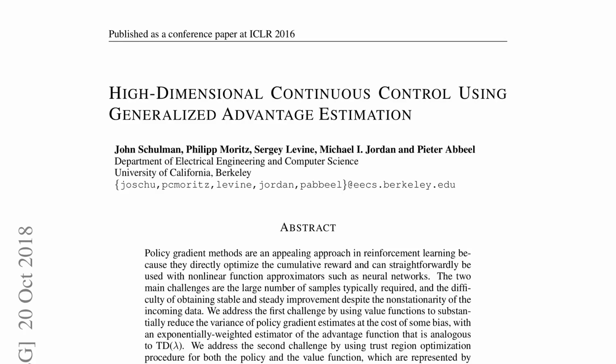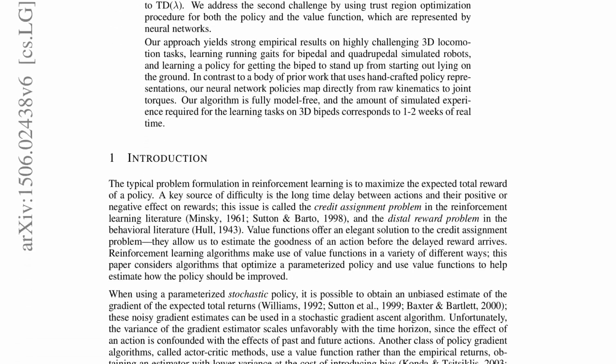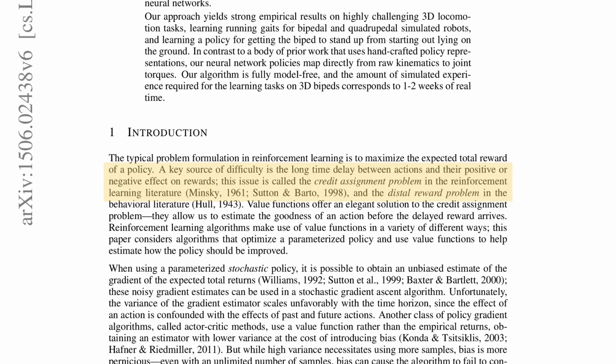Honestly, if I was doing it all again, I would not start here. This paper is super math heavy, and I pretty much had to brute force it to understand everything. But this paper is really important because it helps explain how we address the credit assignment problem, which is the long time delay between actions and their positive or negative effect on the rewards.